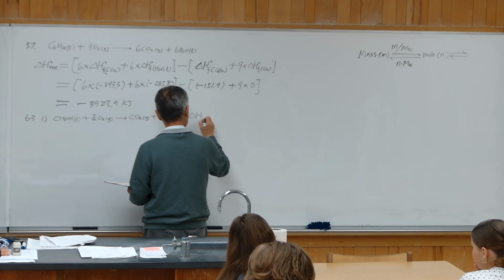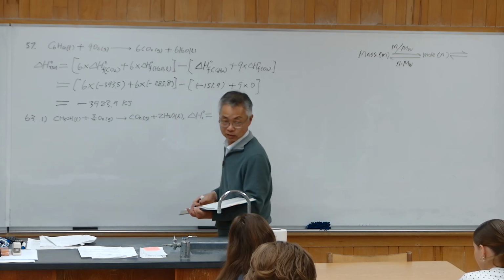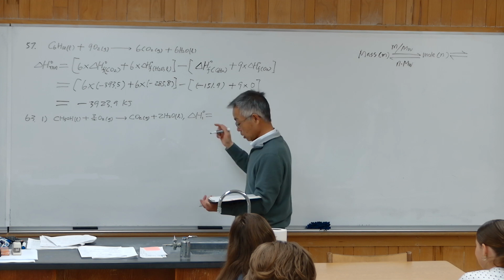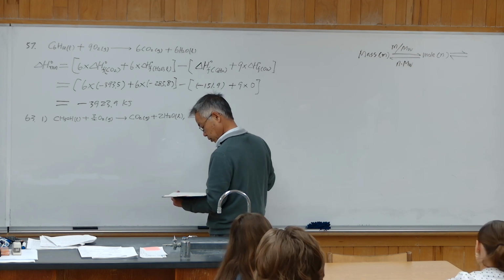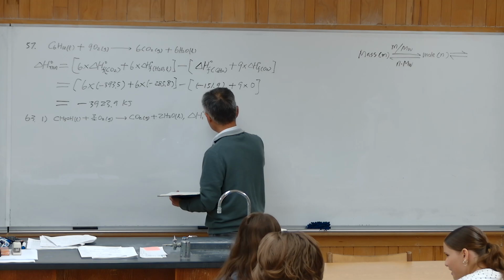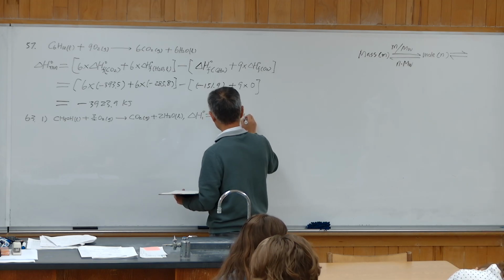Let's label this as delta H1 because this is reaction 1. The value is negative 726.4 kilojoules per mole.